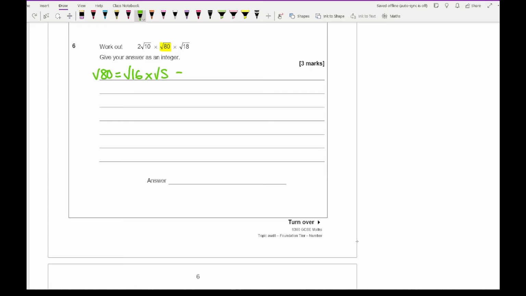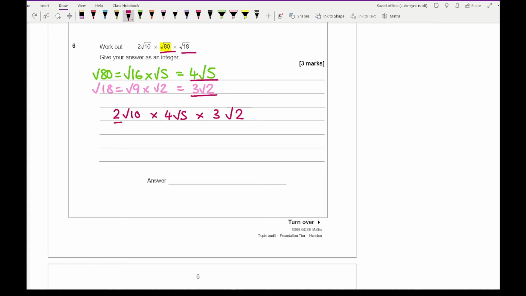Now I can simplify root 16 as 4 and root 5 stays the same, so root 80 is 4 root 5. Then with root 18, that can be written as root 9 times root 2, and root 9 is 3, so that can be written as 3 root 2. So then taking these three things and replacing it with these two things, we get 2 root 10 multiplied by 4 root 5 multiplied by 3 root 2.